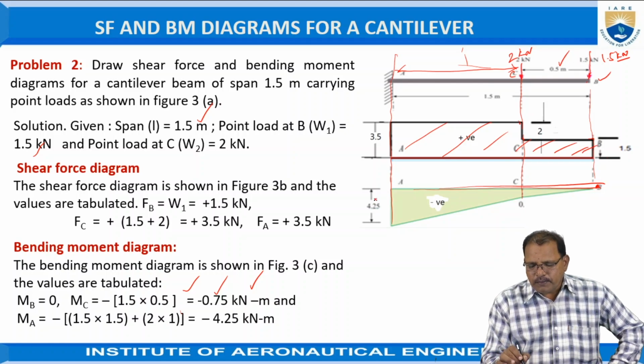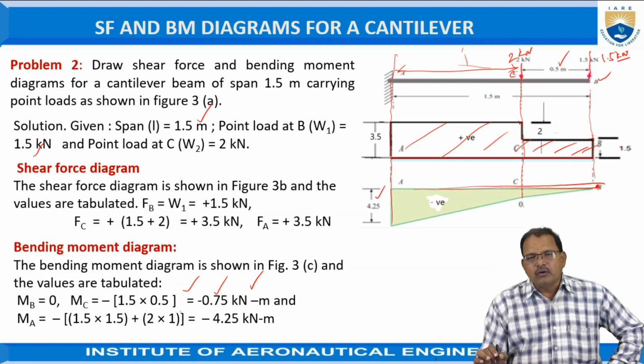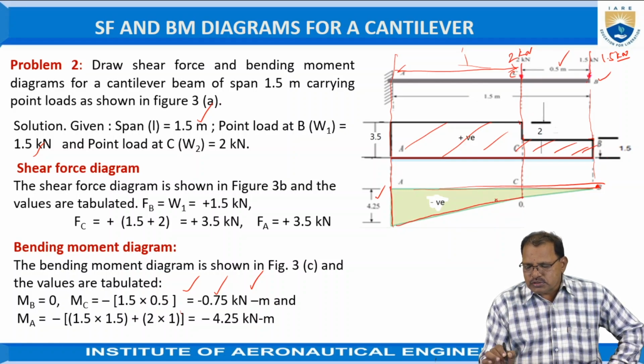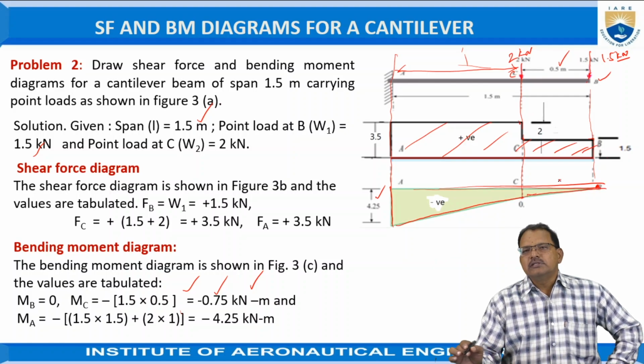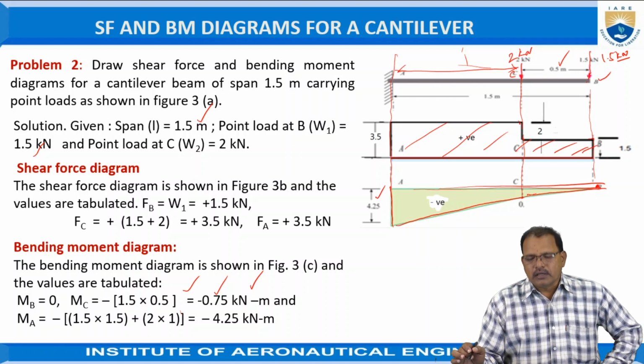So just represent 4.25 according to the scale, which is acting in the downward direction, and join these points. One is up to C, one straight line. The second one is one more straight line. This is known as the shear force and bending moment diagram for the cantilever beam.